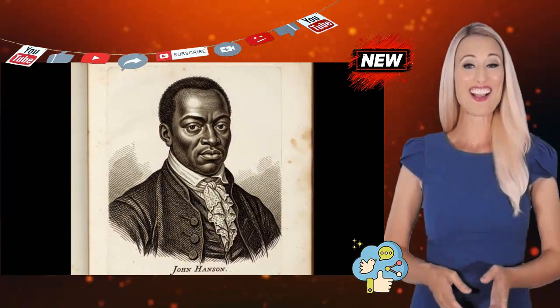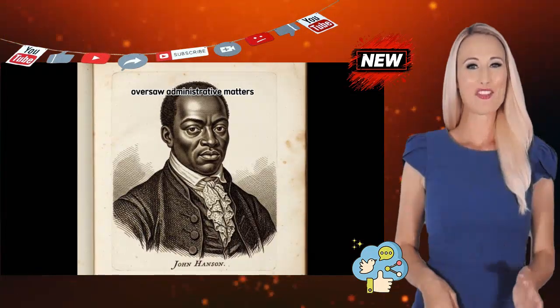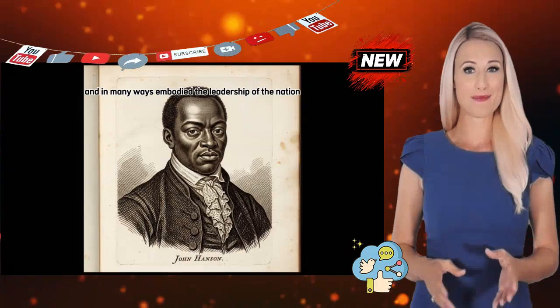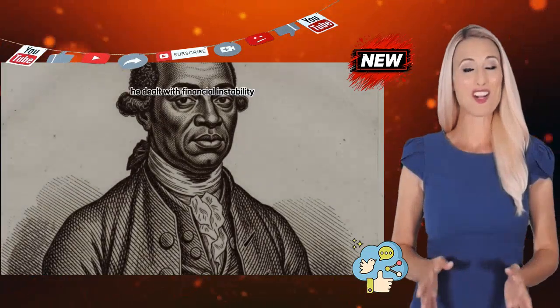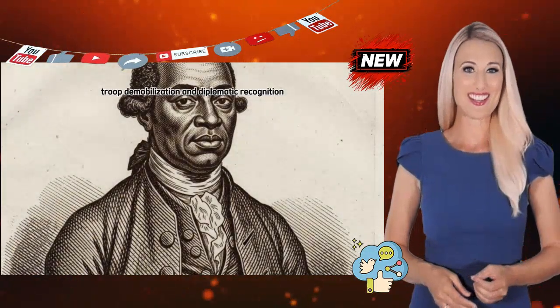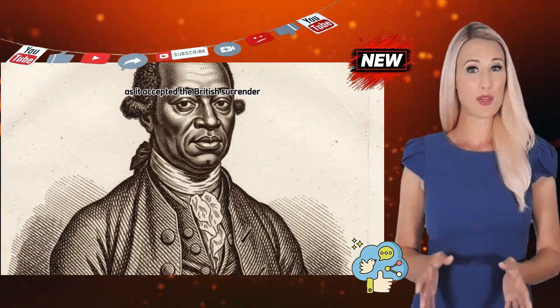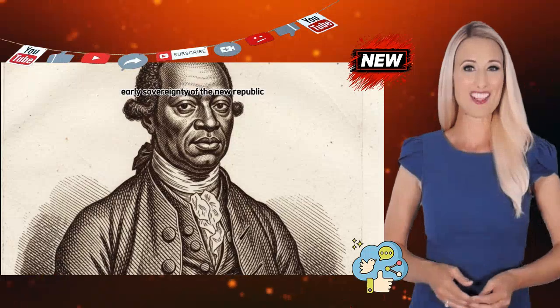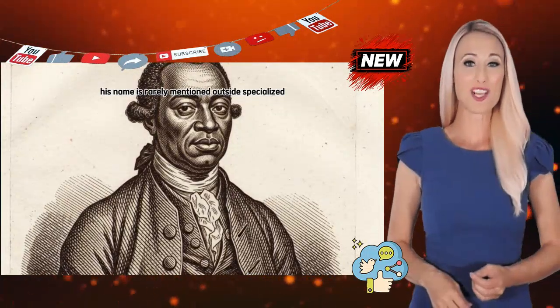The President of Congress signed documents, corresponded with foreign powers, oversaw administrative matters, and in many ways embodied the leadership of the nation. Hanson served a one-year term. During that time, the Revolutionary War was still underway. He dealt with financial instability, troop demobilization, and diplomatic recognition. He presided over Congress as it navigated the aftermath of the British surrender at Yorktown and the fragile early sovereignty of the new republic. And yet his name is rarely mentioned outside specialized historical discussions.